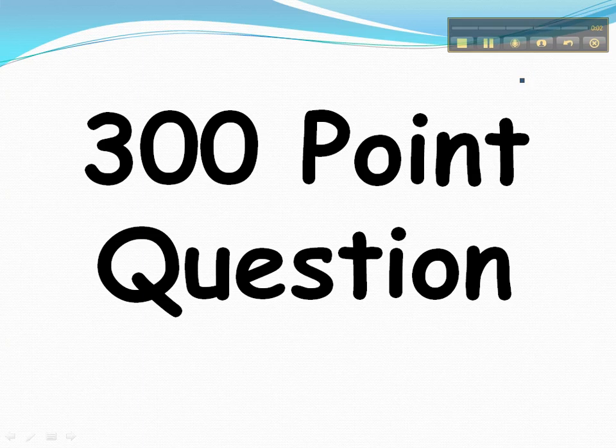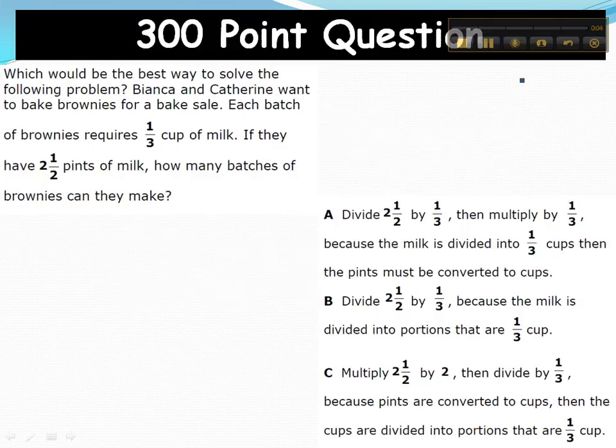Okay, continuing the Moy review problems with problem number 7. Problem number 7 says, which would be the best way to solve the following problem? Bianca and Catherine want to bake brownies for a bake sale. Each batch of brownies requires 1/3 cup of milk. If they have 2.5 pints of milk, how many batches of brownies can they make?